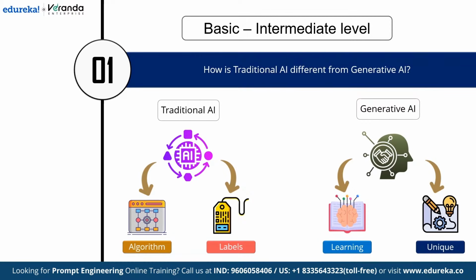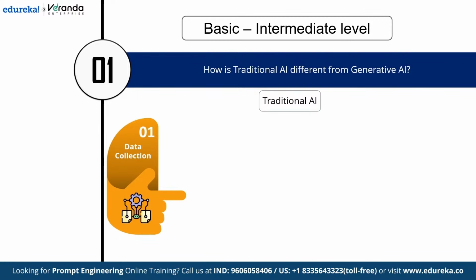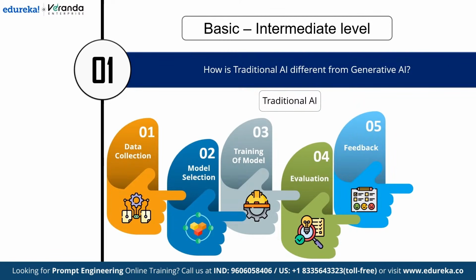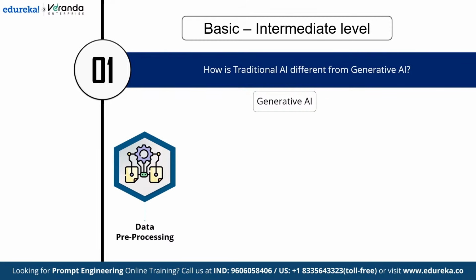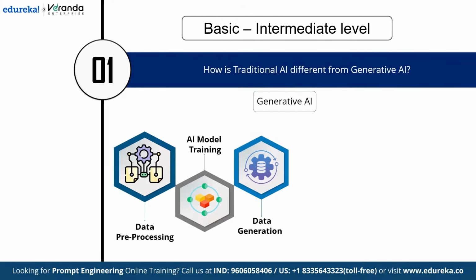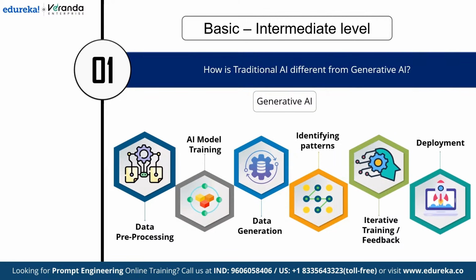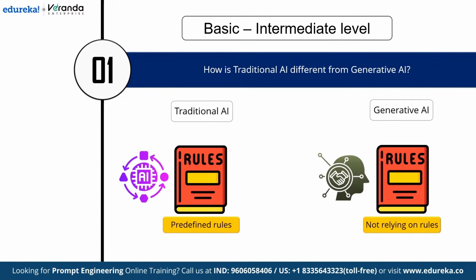Let's compare traditional AI and generative AI based on their functioning. So in traditional AI, the process typically involves data collection, model selection, training the model, evaluation, feedback, and finally deployment. And on the other hand, generative AI starts with data preprocessing, followed by AI model training, data generation, identifying patterns, and iterative training that incorporates feedback and acknowledgement. Once defined, the model is then deployed. And this iterative and creative approach makes generative AI more dynamic in its application. Well, the key difference is that traditional AI works on predefined rules while generative AI does not.